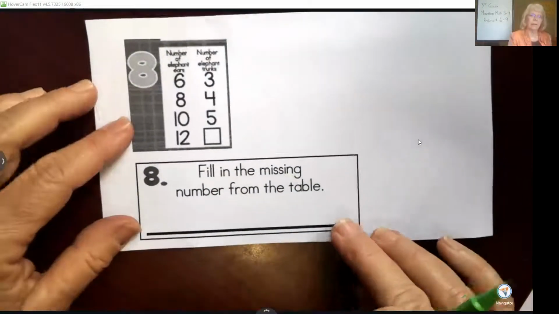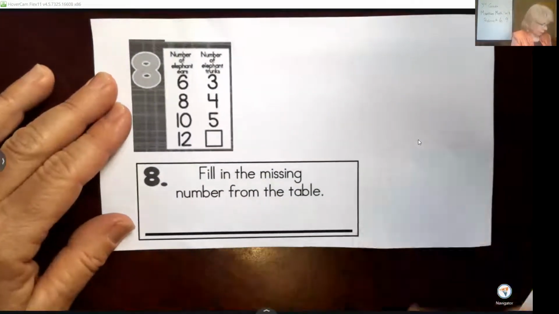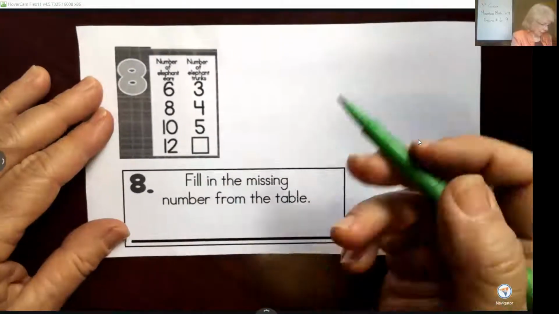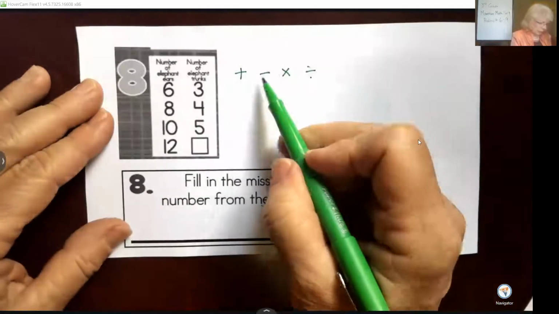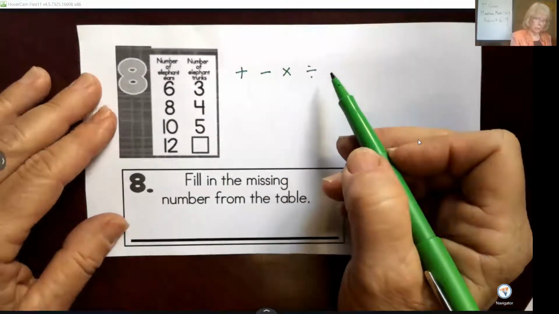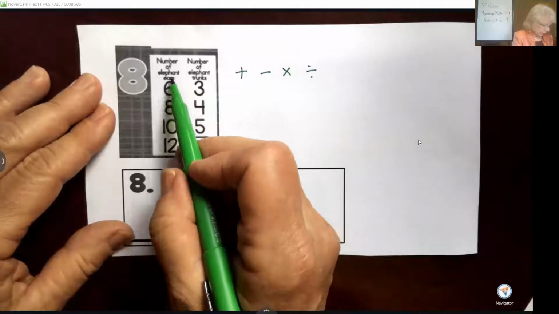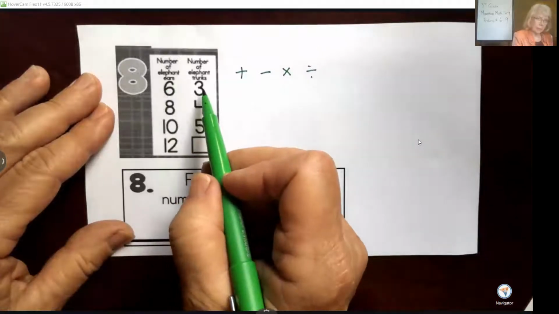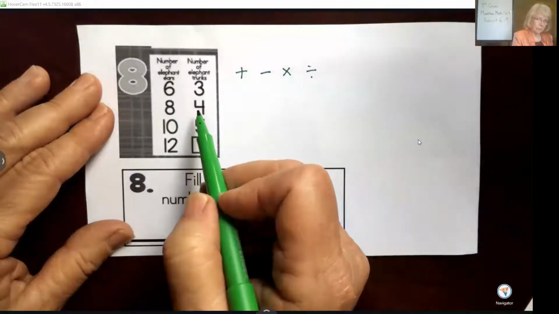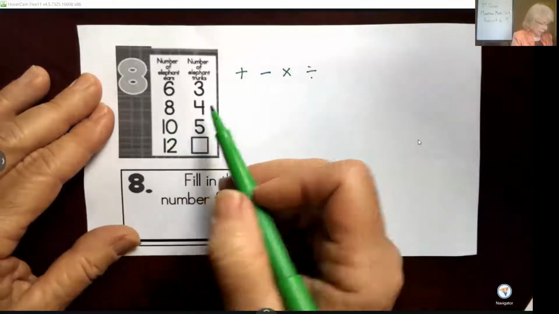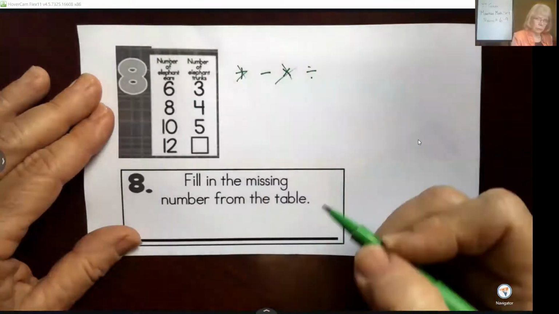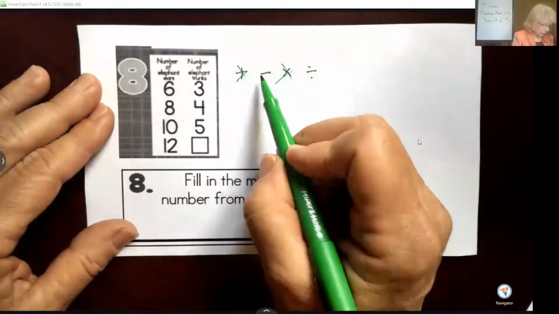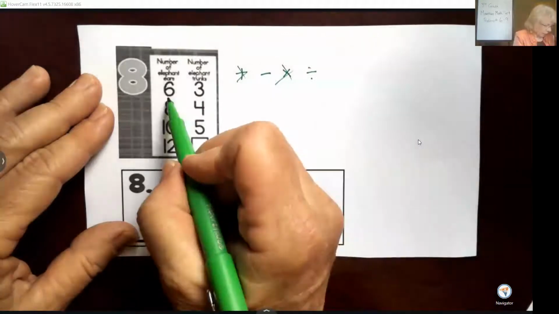Okay, let's do number 8. This is our in-out box where we have to figure out what is happening when we're in there. So this is where we need to figure out which operation we are going to use: addition, subtraction, multiplication, or division. Notice that when we start with 6, it ends up as 3, start with 8, ends up as 4. The number is getting smaller. So we can't use addition, which would make it bigger, and we can't use multiplication, which would make it bigger. So we're either using subtraction or division.